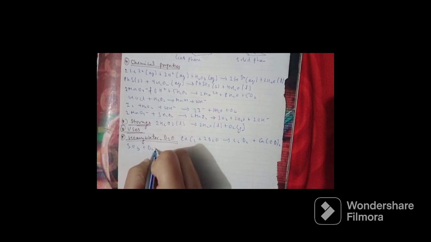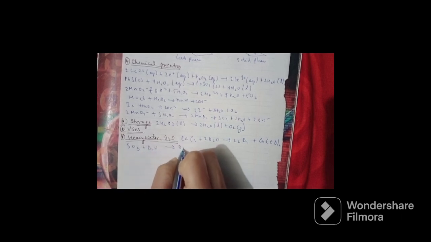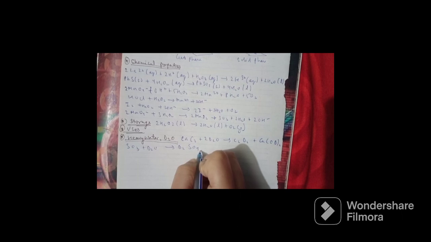Another is SO3 plus D2O will give D2SO4. Another is Al4C3 plus 12D2O gives 3CD4 plus 4Al(OD)3. This is what we have for the heavy water, which is D2O.